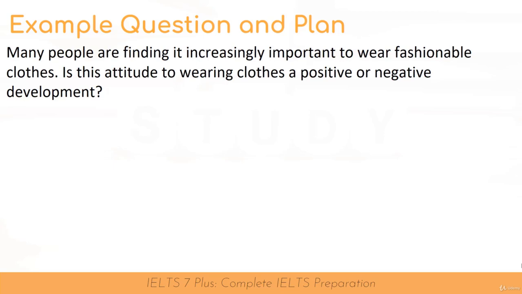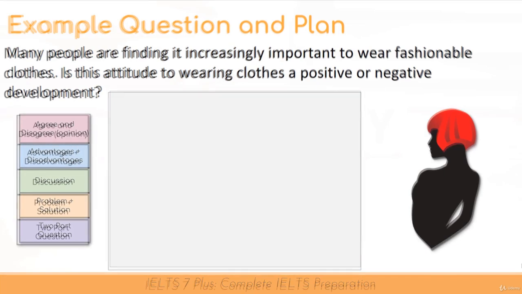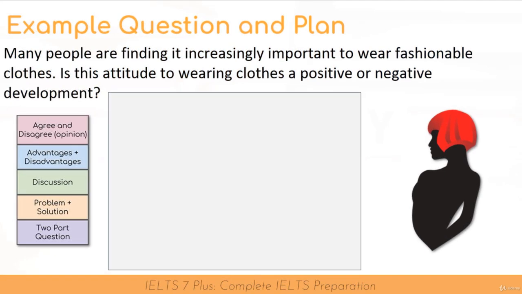As with any Task 2 question, before we start writing our plan, we should identify what type of question this is, and is it asking for an opinion? So on the left, I have the 5 question types. Let's return to the question. So many people are finding it more important to wear fashionable clothes. Is this attitude a positive or negative thing? Do you agree or disagree? So this question is in fact using different language, an agree and disagree type question.